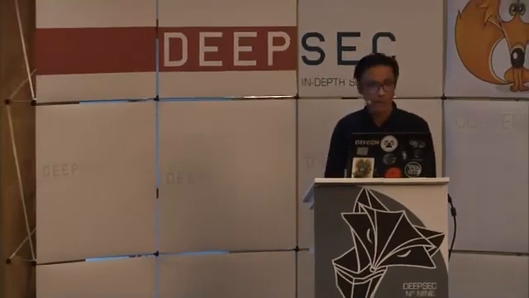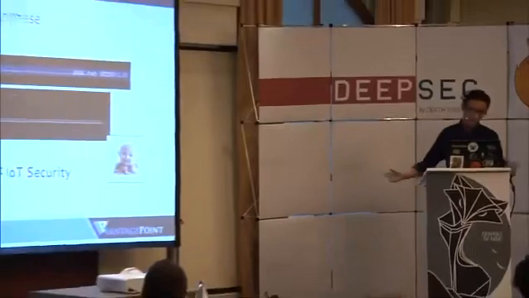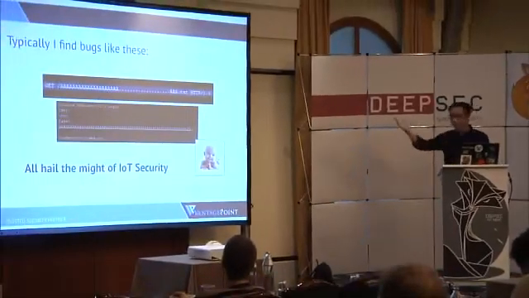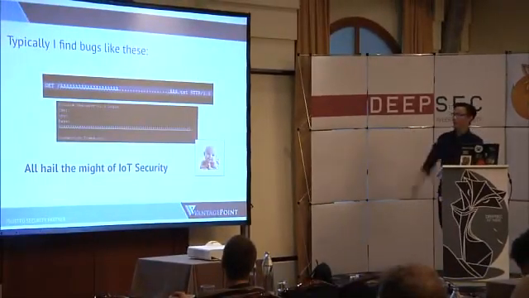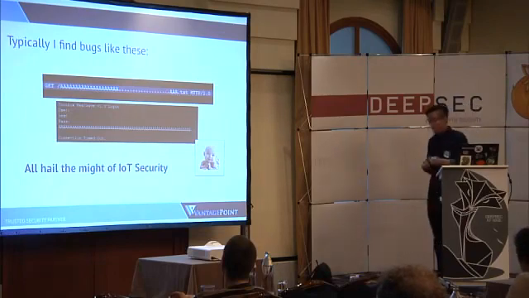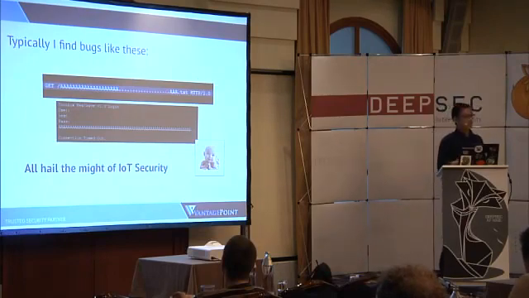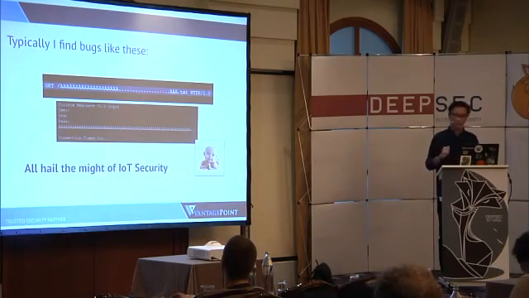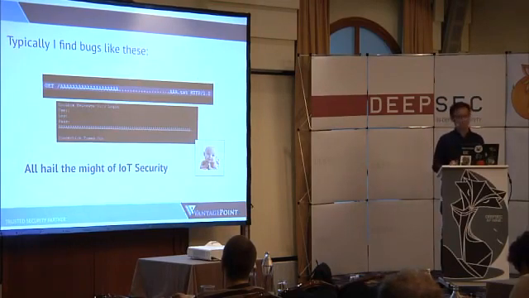Typically, I find bugs like this. You can just do a stack overflow in the header or in Telnet, and very easily you can find stack overflows. One other avenue a lot of people don't look at is UPnP. In the UPnP service, you can just fuzz every single parameter or header in the UPnP request, and you can easily find stack overflows.